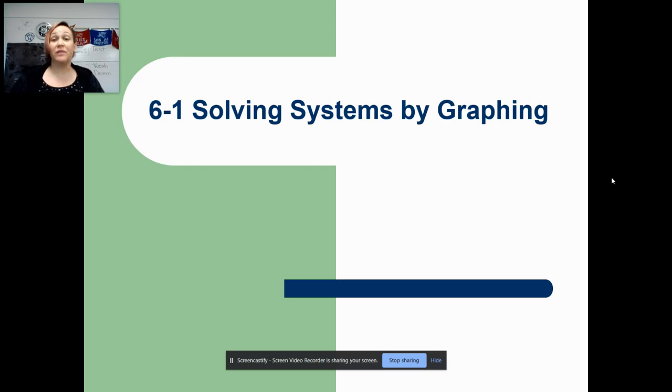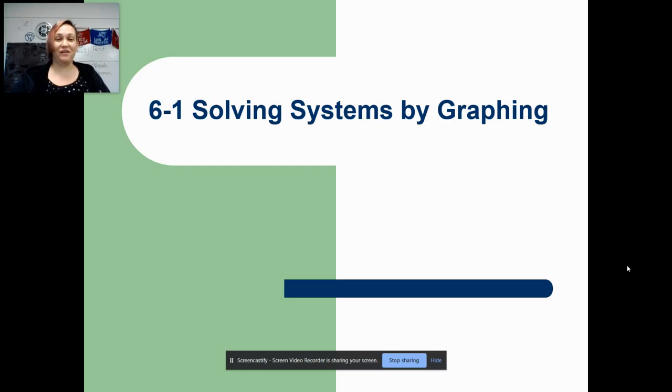Graph paper is mandatory for the next 3 days. So if you need to, pause the video and print out some graph paper, you should do that now. Graph paper will be mandatory for our notes as well as homework. So bare minimum, you need 6 pieces of graph paper for the next 3 days of school.